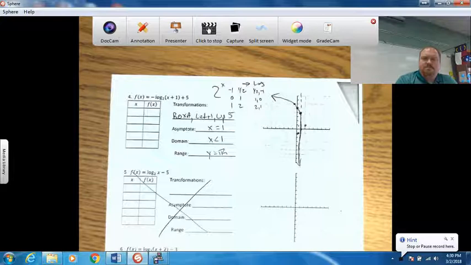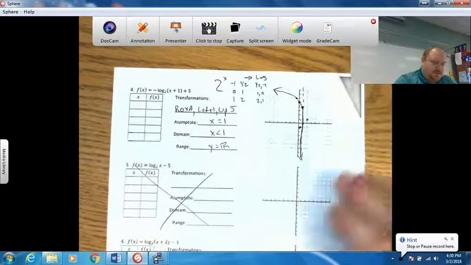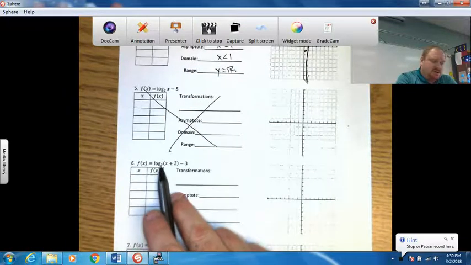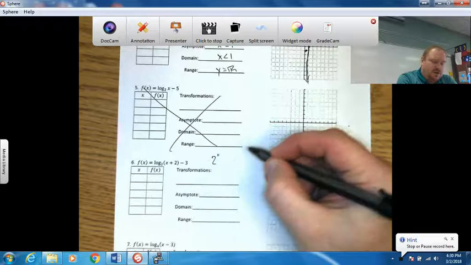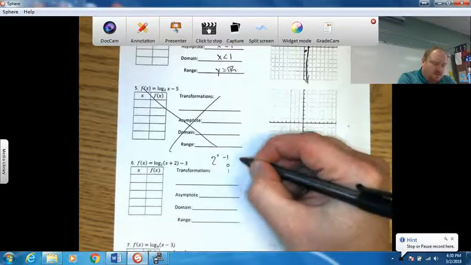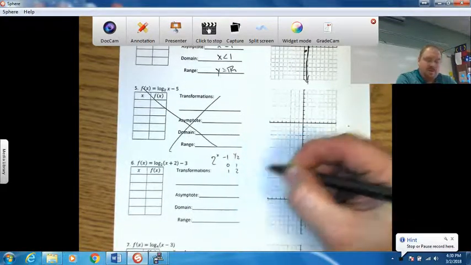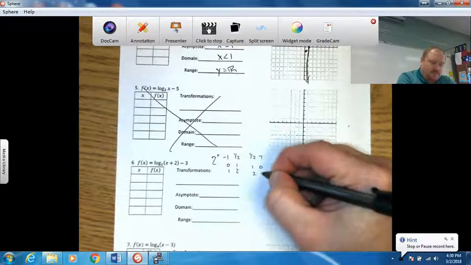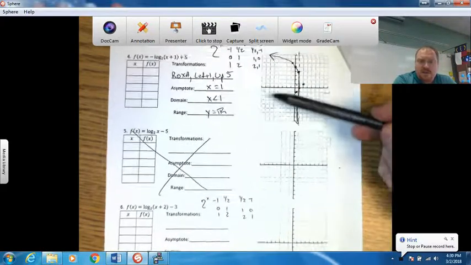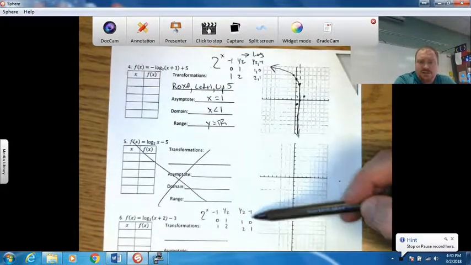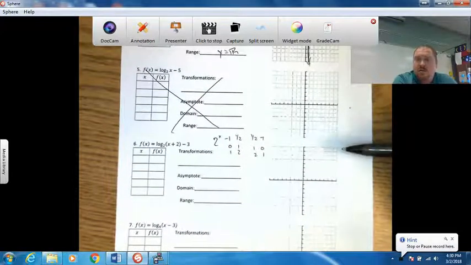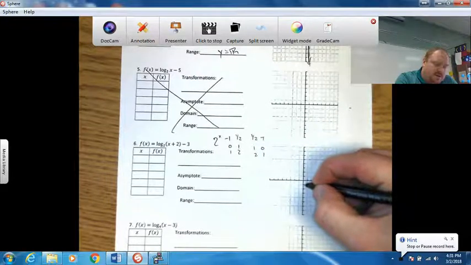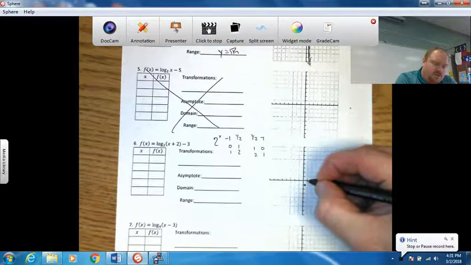All right. For the last one, I'm looking at number 6. It is 2 to the x, so I'm going to use the same points that I used before. I'm going to flip those points. And I'm just looking up at the top here because it's the same base. So why not work smarter and not harder? So we write 1/2, down 1, 1, 0, and 2, 1.